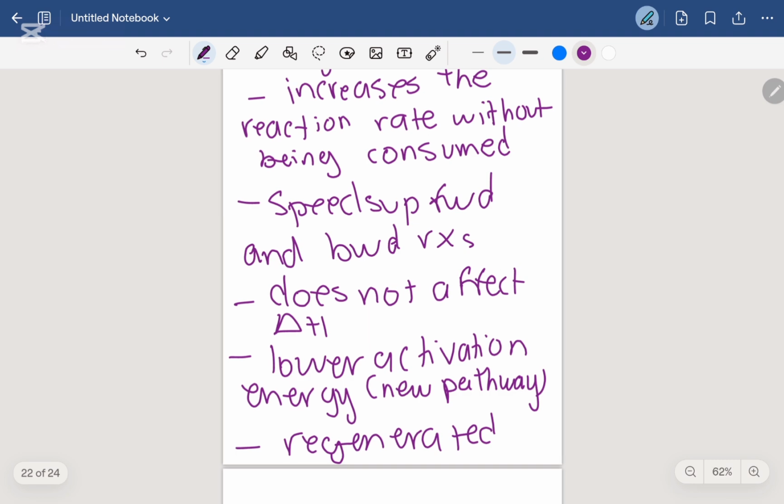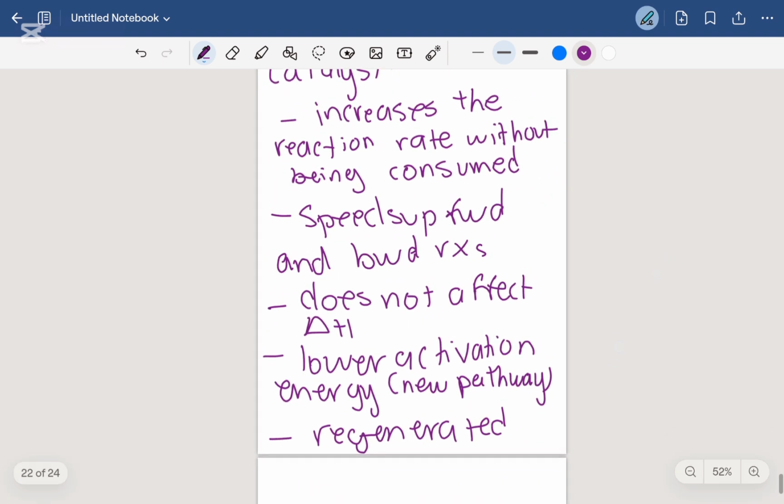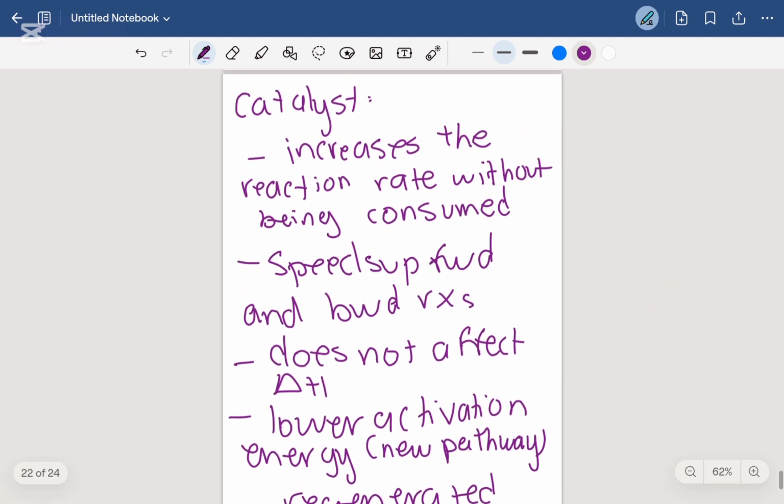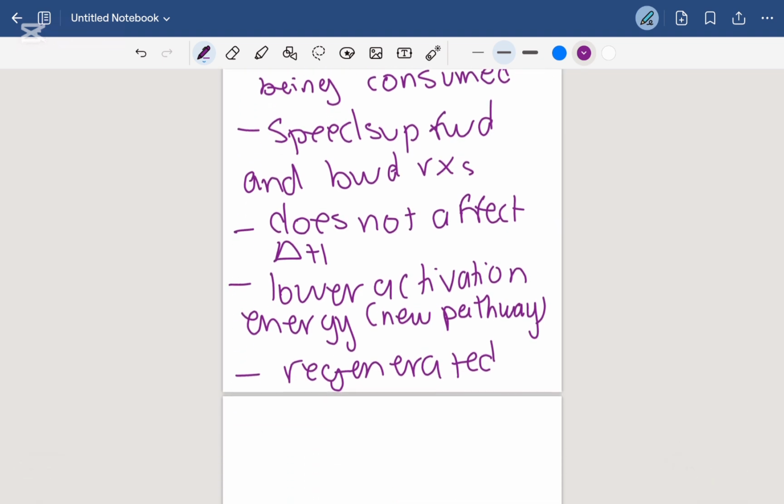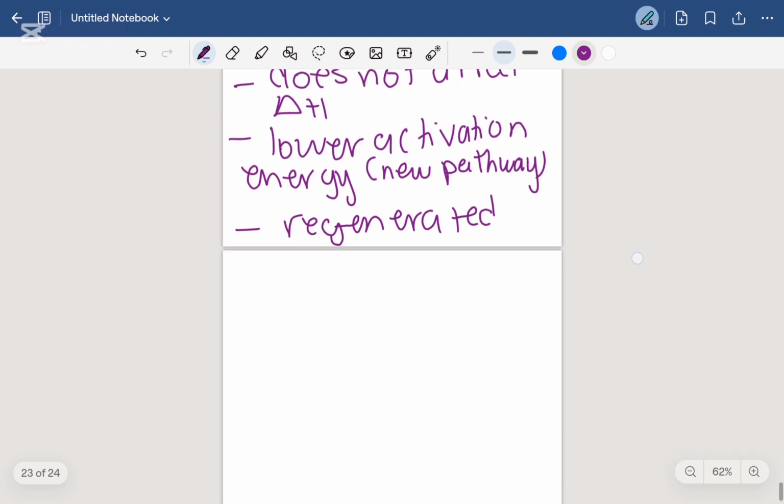Now, just some small general ideas. We don't need a big amount of catalyst because they're very effective. They're very specific. So for every substrate, if you learned it in biology last year, there is a specific catalyst, and it's very sensitive to temperature and acidity, so it will get denatured if the temperature is too high or if the acidity is too acidic. Okay, so these are catalysts. They increase the reaction rate without being consumed. They speed up forward and backward reactions, and they do not affect delta H. They lower the activation energy with a new pathway, and they are regenerated.